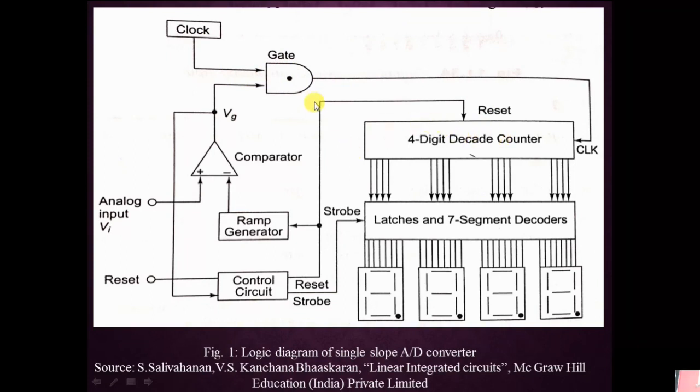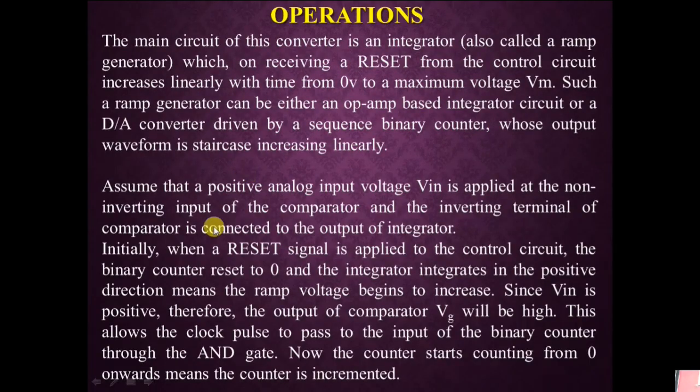Now, when the ramp generator voltage becomes equal to V in, the comparator output VG becomes low and no clock pulse passes through the AND gate. So one cycle is completed here, and this is the explanation of the diagram.